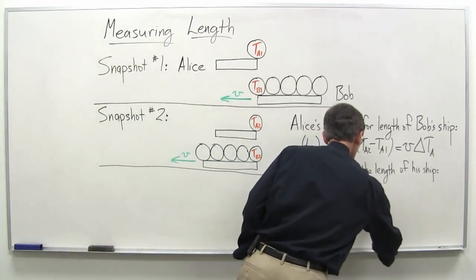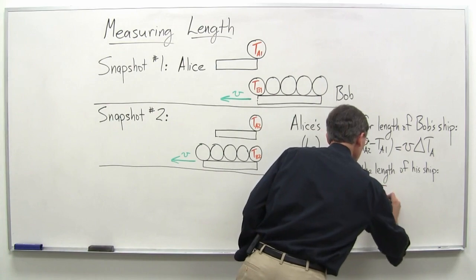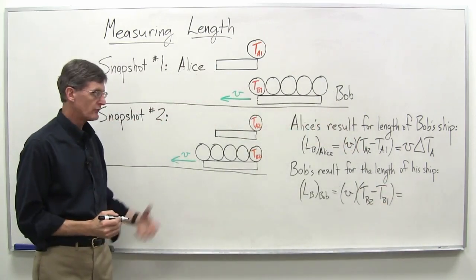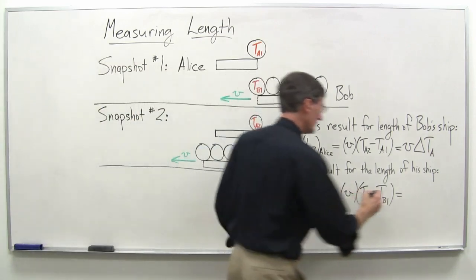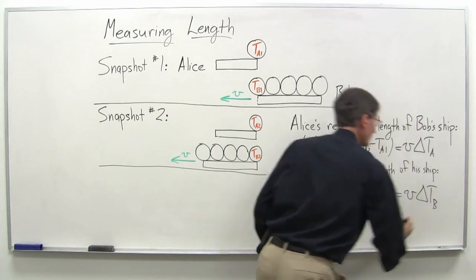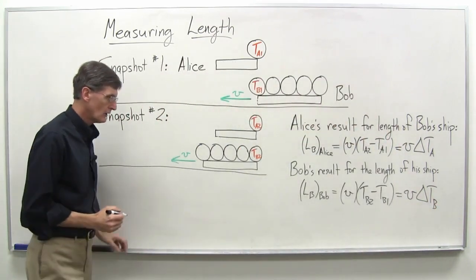So TB2 minus TB1. And again, we'll just rewrite that using our delta symbol. So it's v delta T sub B.